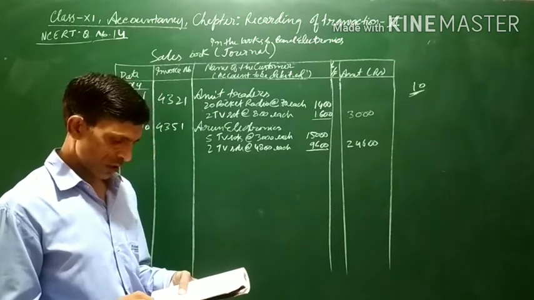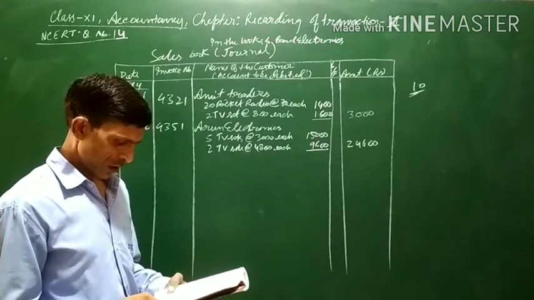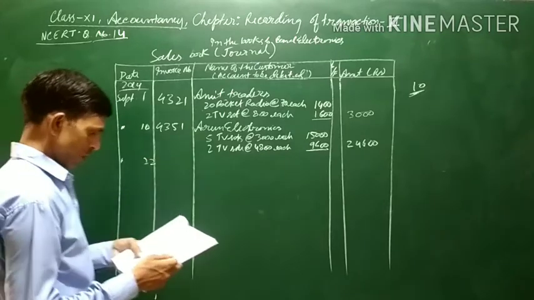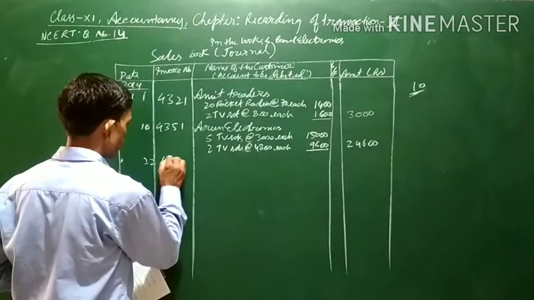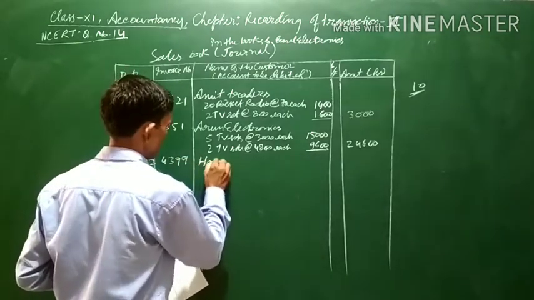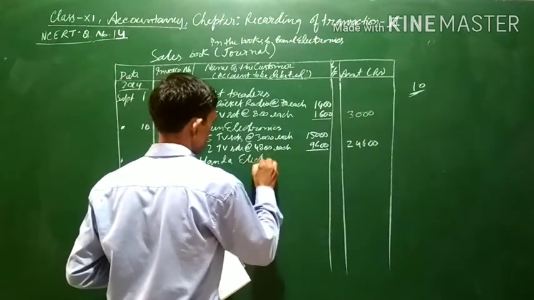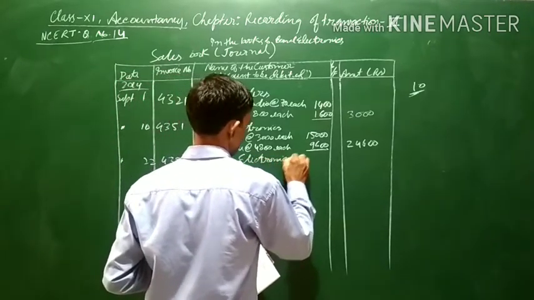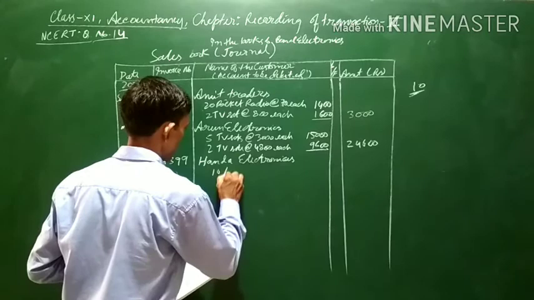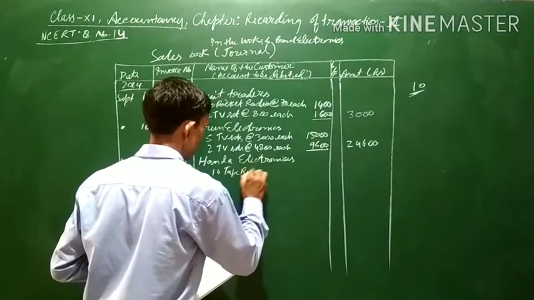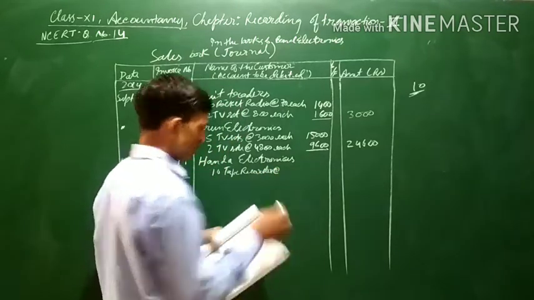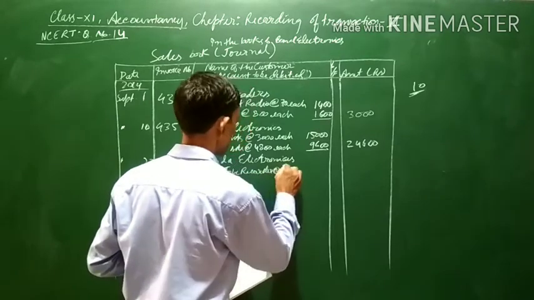Next is sold to Honda Electronics, on 22nd, bill number 4399. The name of the customer is Honda Electronics. 10 tape recorders at the rate of 600 each will come to 6,000.